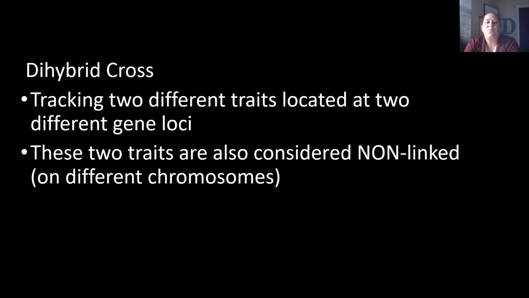Now I'm going to introduce one other type of cross to you. This is known as a dihybrid cross. Now, di tells you that we are going to be looking at 2 traits. In this case, guys, we're tracking 2 different traits located on 2 different locations. These 2 traits are also considered non-linked, meaning they're not found on the same chromosome. They're on different chromosomes. So guys, this means they're not linked.